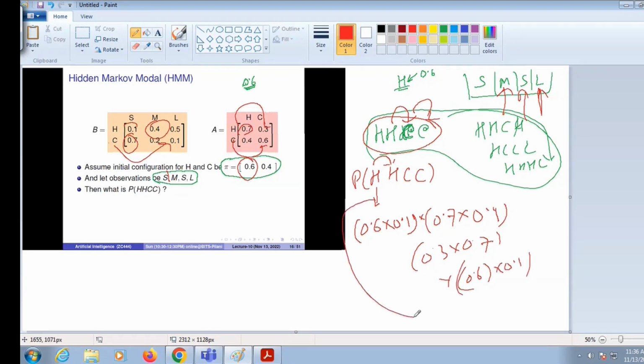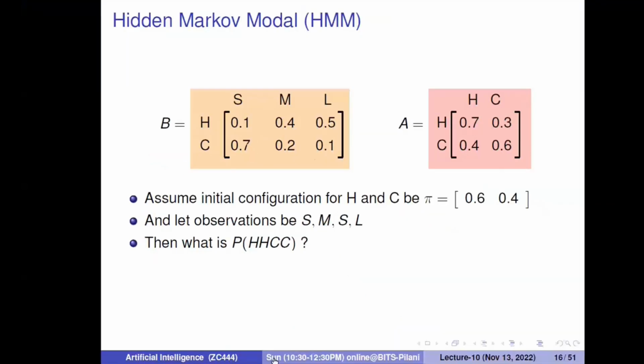So if you find out this particular quantity, it is going to give you how good this particular configuration is.